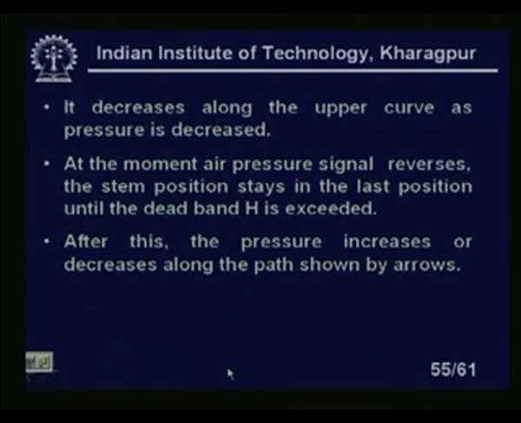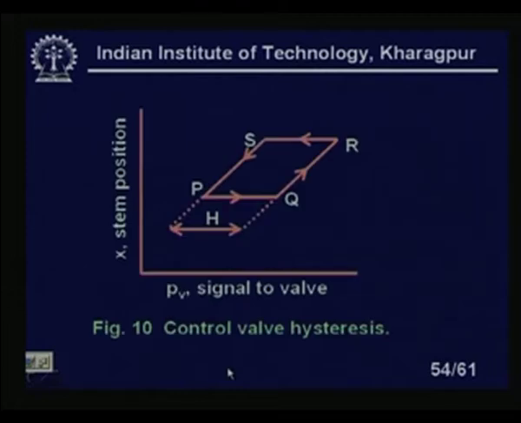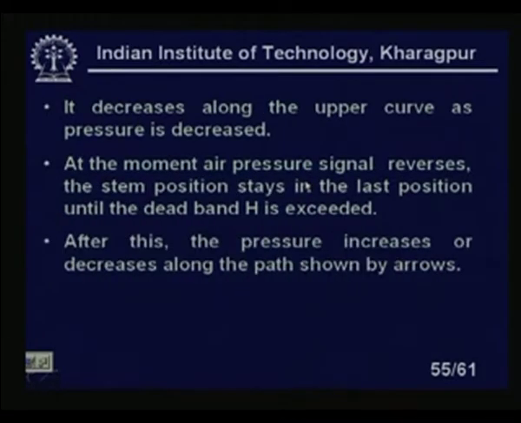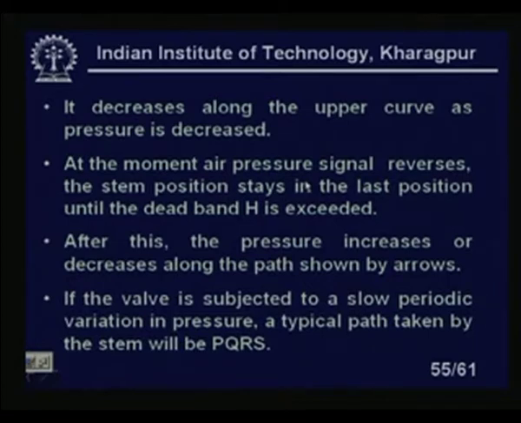After this, the pressure increases or decreases along the path shown by the arrows. Okay, we have seen pressure increases, stem position changes, this is the pressure. If the valve is subjected to slow periodic variations in pressure, a typical path taken by the stem will be PQRS. If I now give slightly cyclic variations of the pneumatic signal, we will find that a typical path taken by the stem will be PQRS.